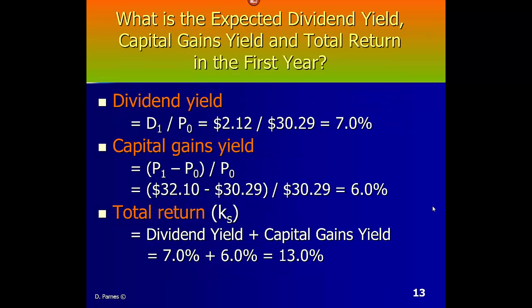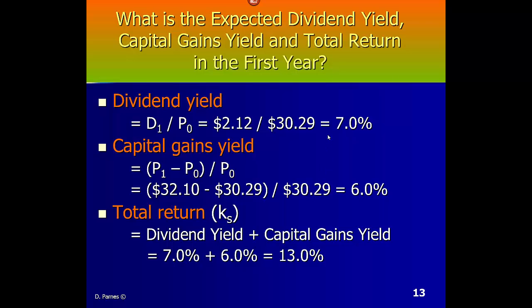Notice that you have 2 sources of income in the first year. The first source of income is the dividend yield. Dividend yield is the return from receiving the dividend. It is defined as how much you get relative to how much you pay. How much you get from dividends is D1. That's the only dividend that you receive in the first year, which is $2.12. How much you paid is P0, which is $30.29. Dividing this by that, you will end up with a dividend yield of 7%.